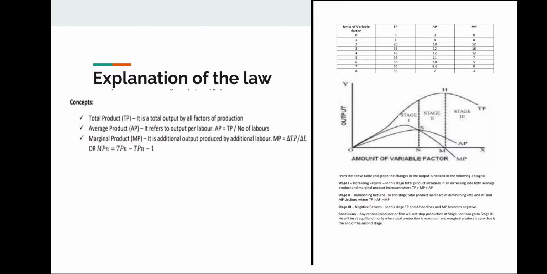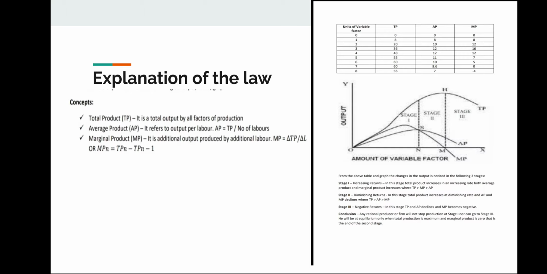Now, what is this TP, AP, and MP? TP is total product, AP is average product, and MP is the marginal product. So, here TP means total output produced by combining all the factors of production. Then AP tells you the average product, that is, it refers to total product per unit of the variable factor labor. AP is equal to TP by L.